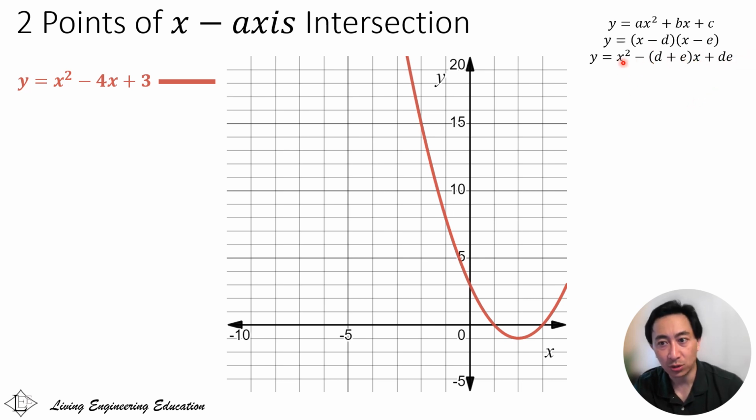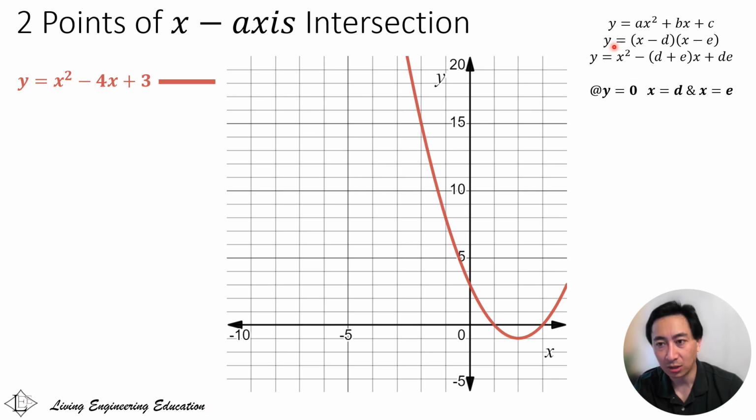In this case, we could say that a equals 1, the way I've set it up here, b is equal to negative d plus e, and c equals d times e. Well, if that's the case here, can we rewrite this equation in this form? Why would we want to do that? Well, in this form, we can easily see the x-axis intersection points.